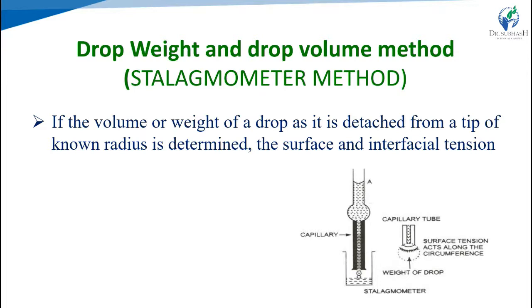The apparatus used in drop formation is made up of a glass pipette with a capillary at the lower part. This instrument we call a stalagmometer, or drop pipette. With this apparatus, the surface tension is determined by two methods: the drop weight method and the drop count, or drop number, method.